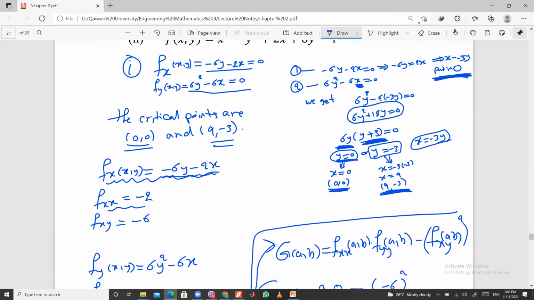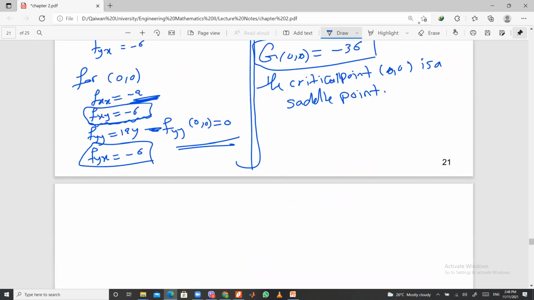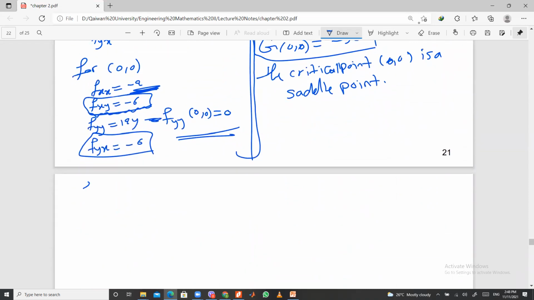How about this one? We are going to do the same for that. We're going to find the partial derivatives and then we replace. Here we have partial derivatives. We just replace x by 9 and y by negative 3 in the second partial derivatives. And then we find g for the second one. You see, for 9 and negative 3, f sub xx is minus 2.